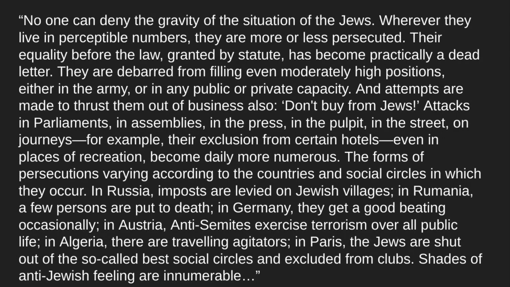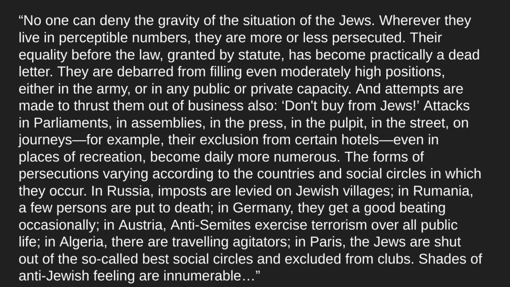In Romania, a few persons are put to death. In Germany, they get a good beating occasionally. In Austria, anti-Semites exercise terrorism over all public life. In Algeria, there are traveling agitators. In Paris, the Jews are shut out of the so-called best social circles and excluded from clubs. Shades of anti-Jewish feeling are innumerable. So he's just describing an objective situation that exists.